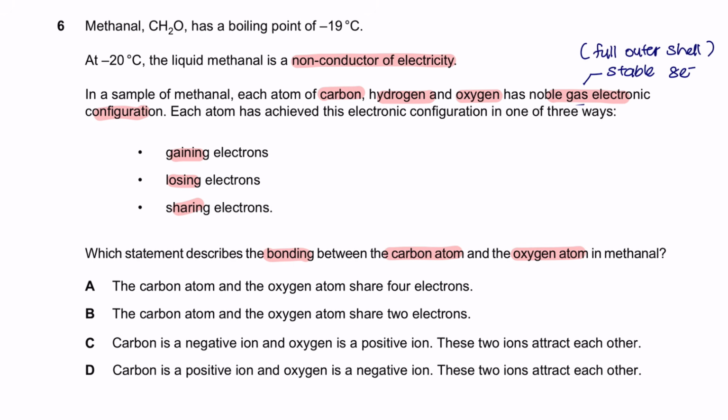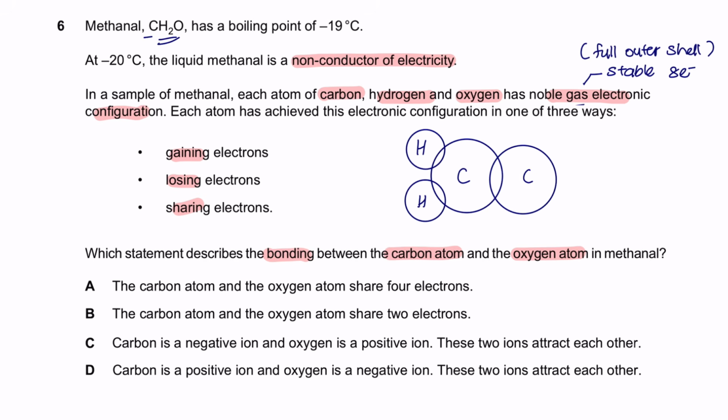So I'm just going to draw this out for you to show how it looks. There are 3 hydrogens, 1 carbon, and 1 oxygen. Hydrogen has 1 electron on its own, and it's going to need another electron from carbon to be stable. Oxygen has 6 electrons on its own, and it's going to need 2 from carbon. So now carbon has 1, 2, 3, 4, 5, 6 only. So we're going to move the 2 electrons here into carbon to be shared. Now each of these atoms will have a complete 8 electrons. So the first statement A says that the carbon atom and the oxygen atom share 4 electrons. These are 4 electrons. So the answer is A.